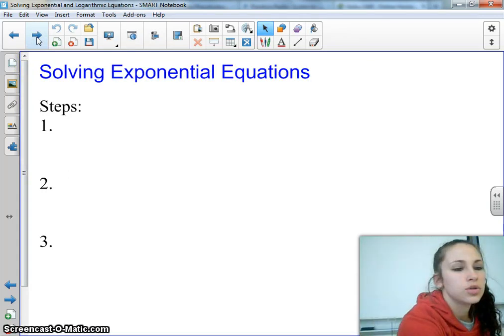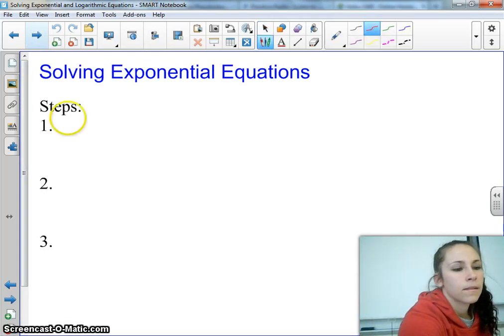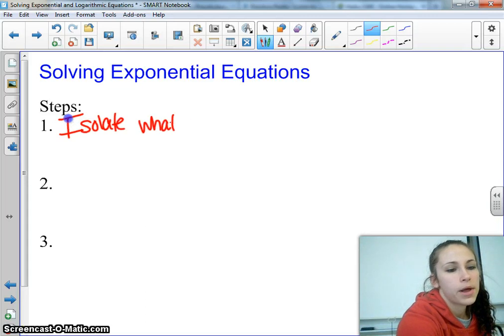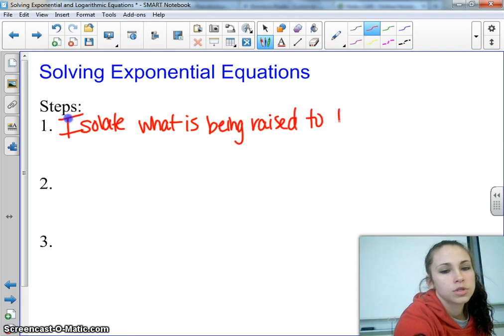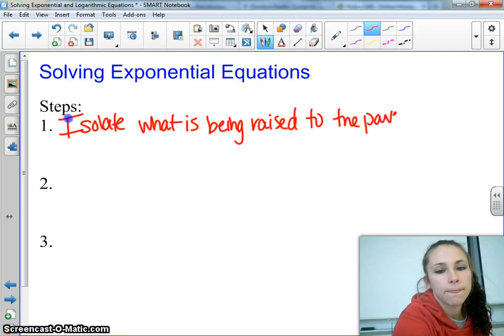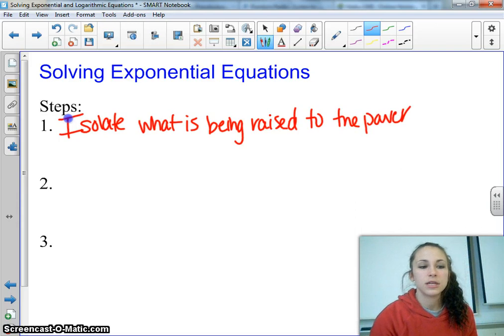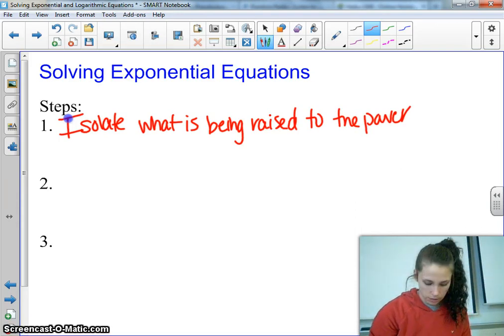The first step is you need to isolate what is being raised to the power. So basically what that means is to just get whatever's being raised to the power by itself. So that's the first thing you need to do.